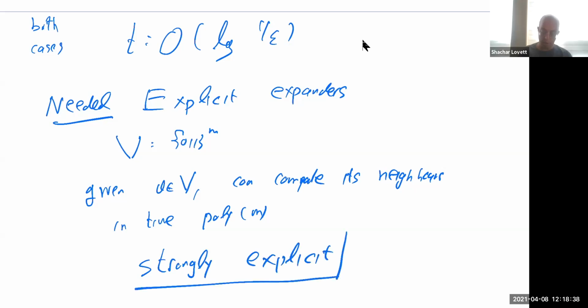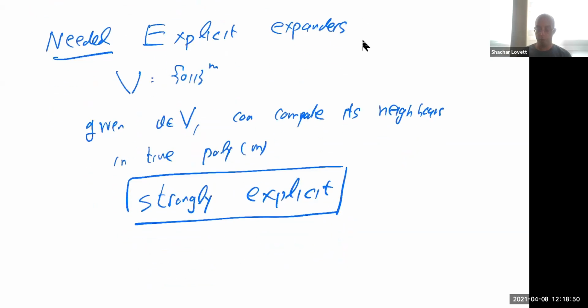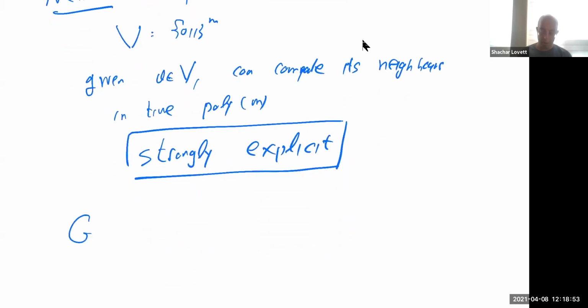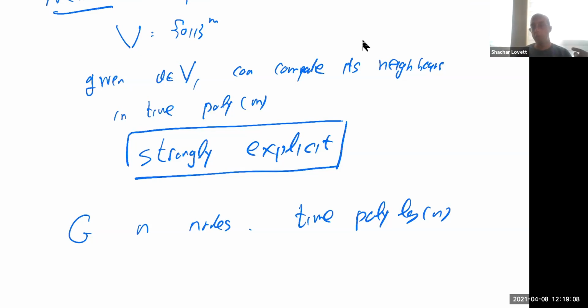So strongly explicit means that we can, for every node, compute its neighbors in time polynomial in the bit description of this node, so polylog in the graph size. If my graph has n nodes, the runtime is polylog n. But again, we're not trying to specify the whole adjacency matrix, just a specific row, right? So you can imagine I give you a row, it has a few ones, give me the output, the location of the ones in it.